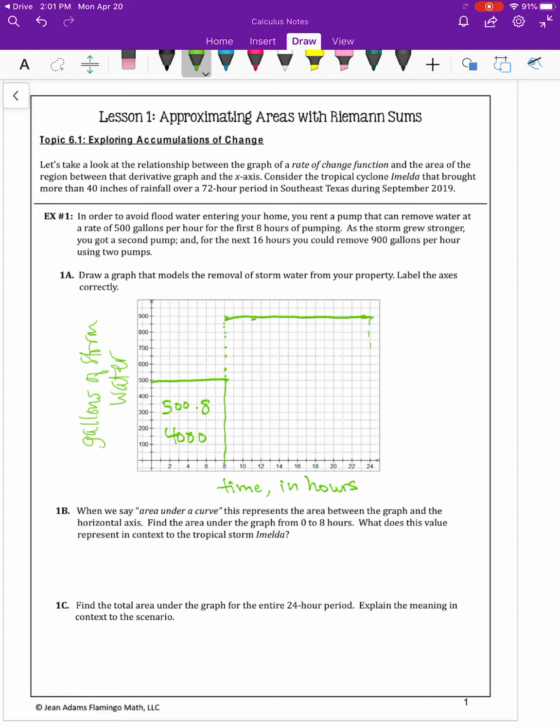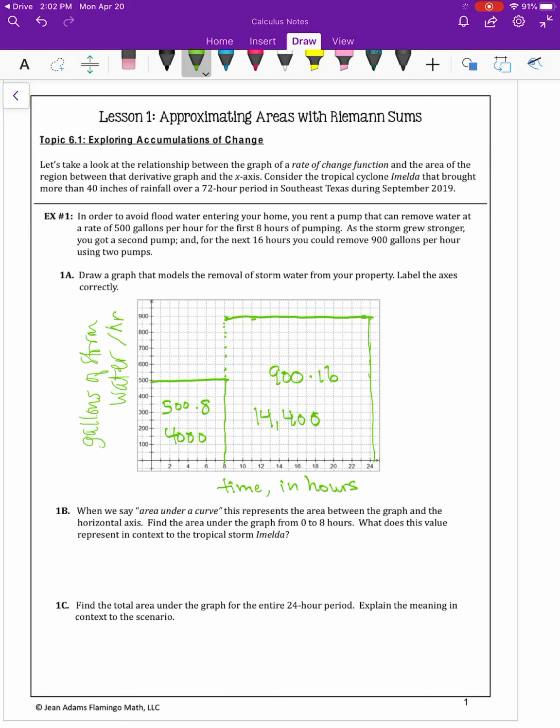Then from hours 8 to 24, you added another pump, and then 900 gallons of stormwater per hour was being pumped. So 900 times 16 represents 14,400 gallons of stormwater. So that's what that would look like.